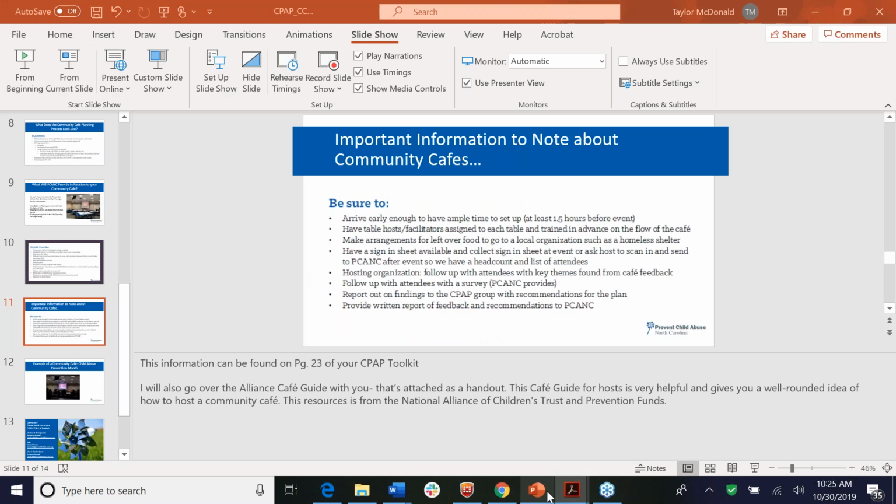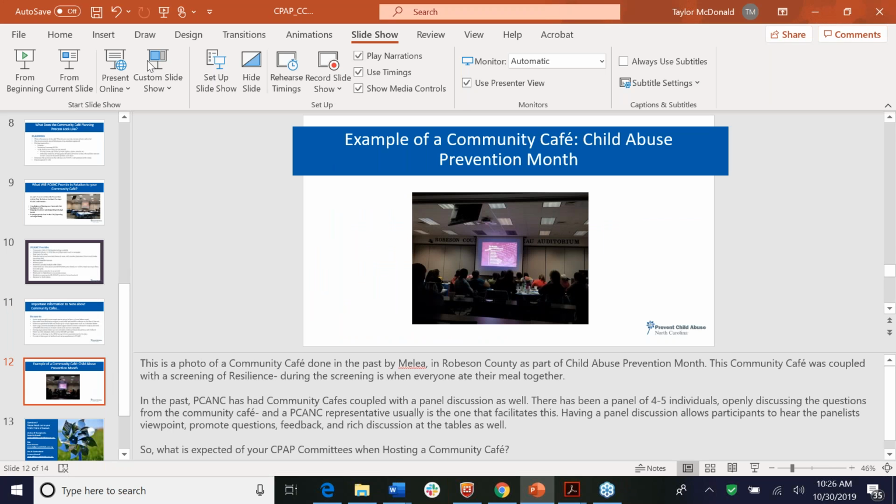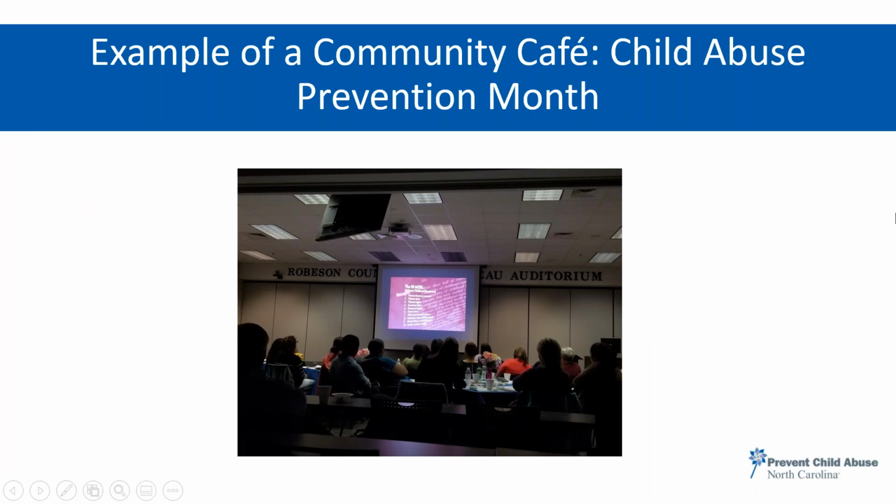Now back to the PowerPoint here. So, an example of a community cafe. This is the same one that we looked at earlier, at Robeson County during a past Child Abuse Prevention Month. You see here that they coupled their community cafe with a resilience screening, which is pretty cool. During the resilience screening is when they eat and make those connections together.